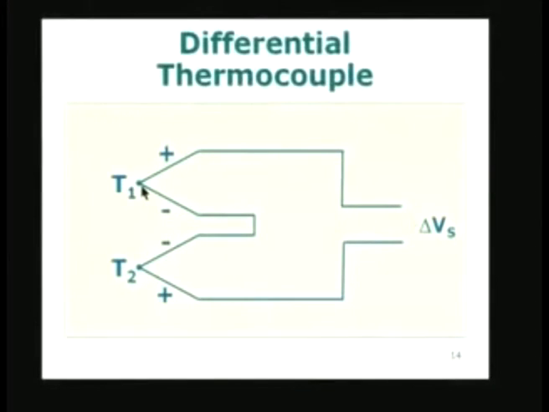So, I have two junctions, one at temperature T1, the other junction at temperature T2 instead of the reference temperature. I am not using a reference temperature here. I am using two junctions, one at a higher temperature and the other at a lower temperature. So, plus minus, and this minus is coming here and then plus. Between the two plus wires I am going to measure the output, and this will be the output due to the temperature difference between the junctions T1 and T2.